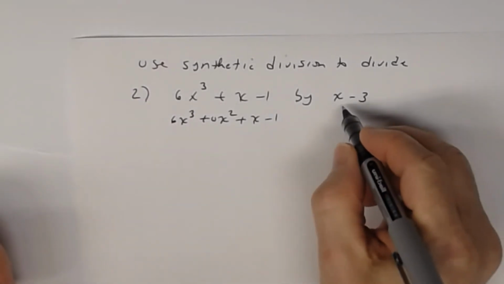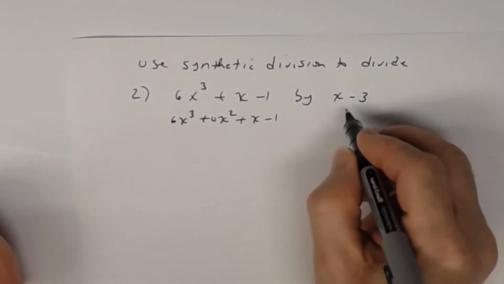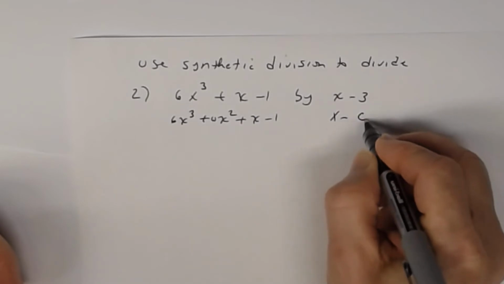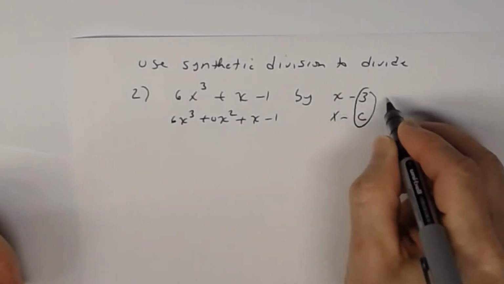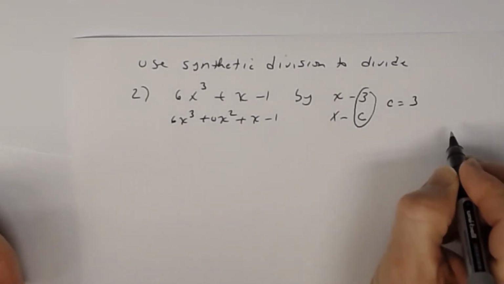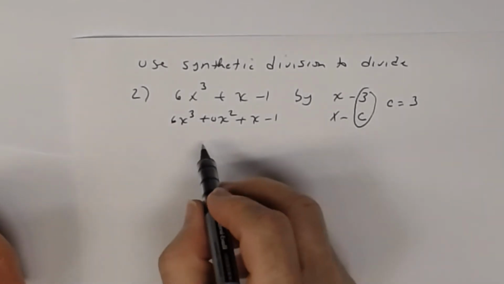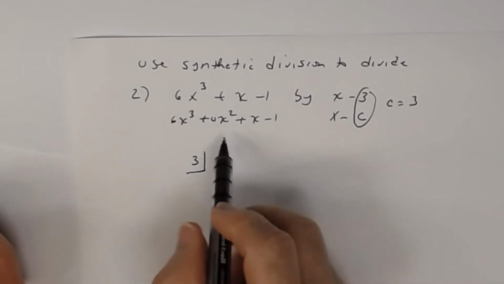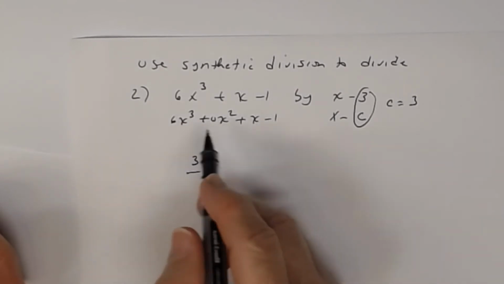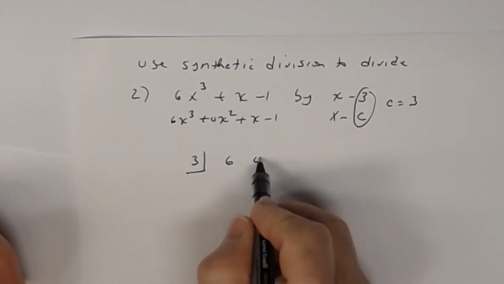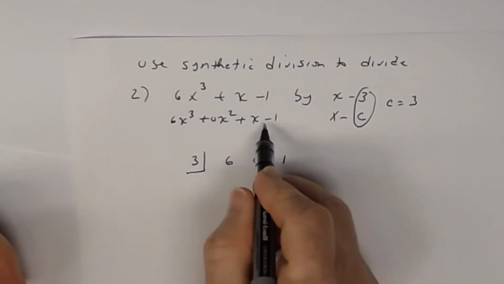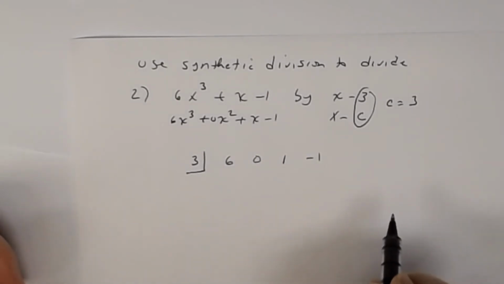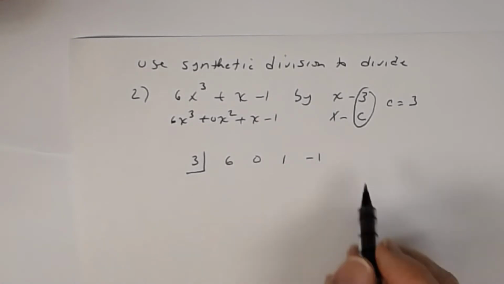So just remember that this is of that form x minus C. So this is your C right here. So C is 3. So you're going to say 3, and remember that backwards L, and then you're going to write the coefficients you see here. So 6, 0, positive 1, negative 1. All right, and then step 3.